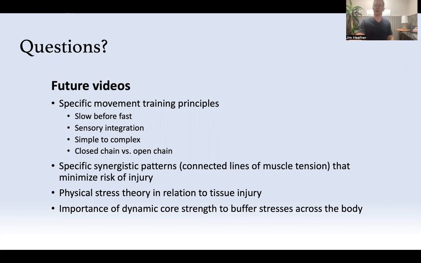Also, I'm going to have videos on other specific synergistic patterns, or how connected lines of tension work together that will help minimize one's risk of injury. We're going to go into the physical stress theory and how stress that goes into the body impacts certain tissues in different ways. Arthritis would be a great example of this.